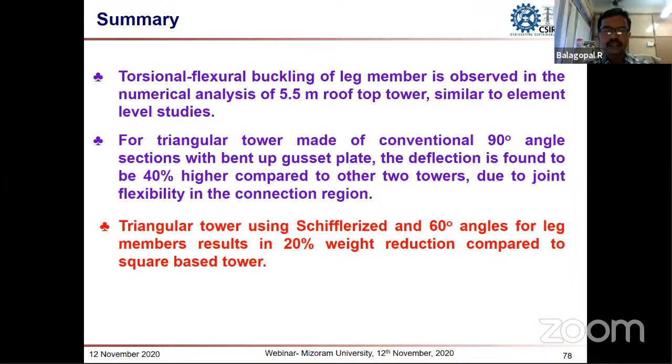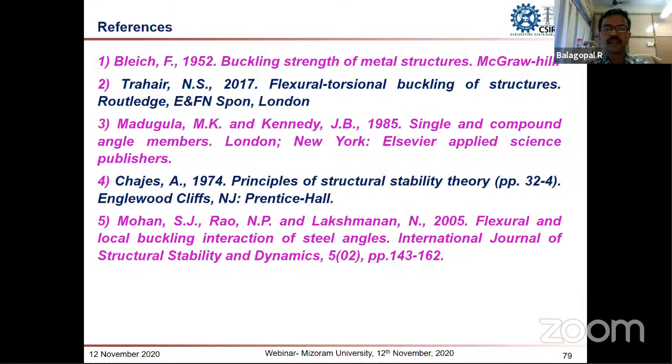And in the triangular tower using the schifflerized and 60-degree angle sections, there is a reduction in weight of around 20% compared to the triangular tower made of 90-degree angle sections. These are the references I have made. Thank you very much. If you have any questions, I am happy to answer.